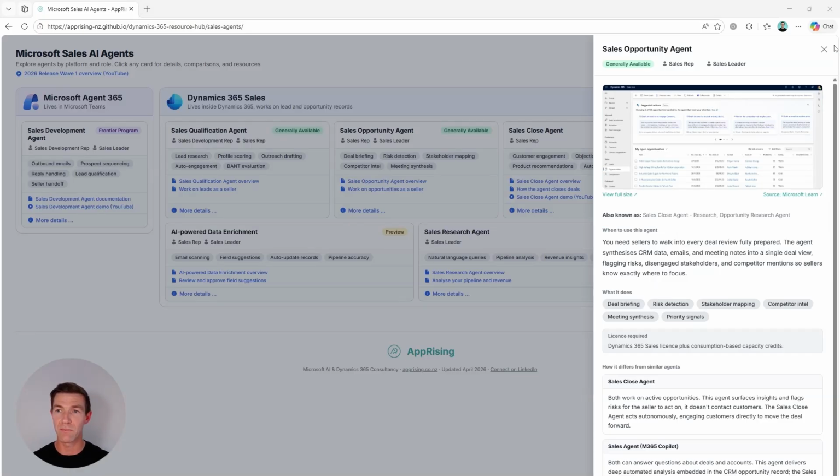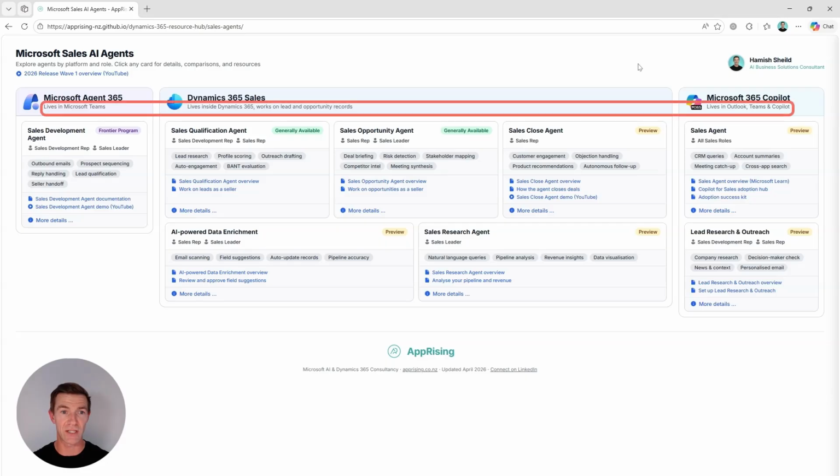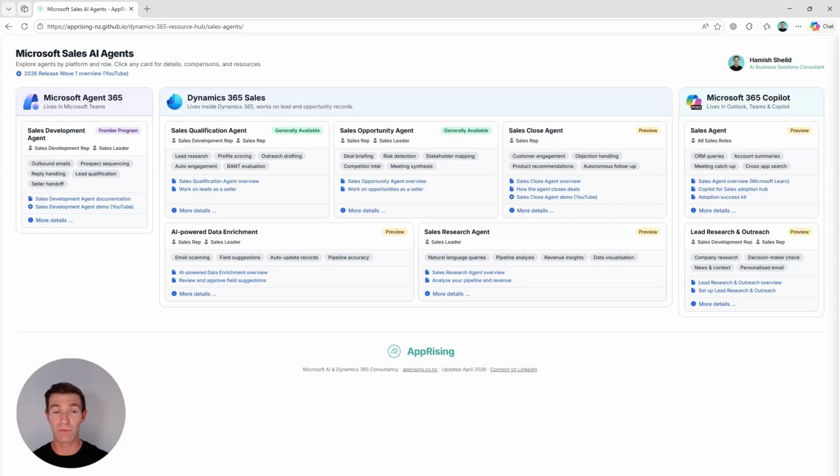One thing that's easy to miss is where the agents actually live. So some of them are in Dynamics 365, but others are in Teams or in Microsoft 365 Copilot. So 2 organizations with the same problem may have different agents depending on where their teams work. Let me show you 3 different scenarios.